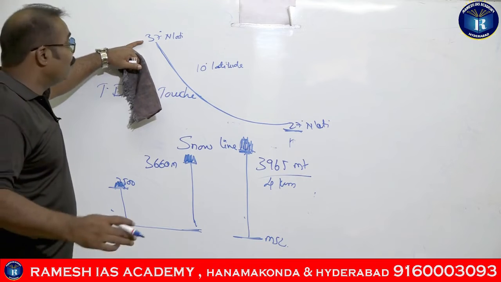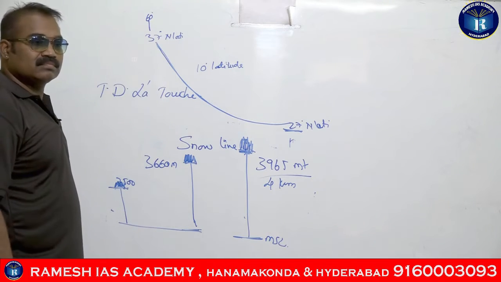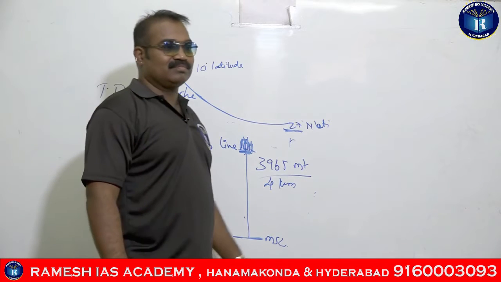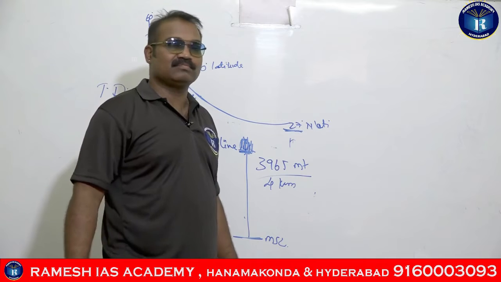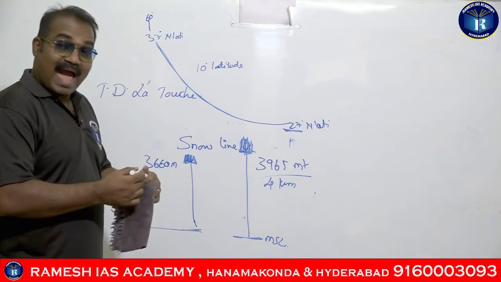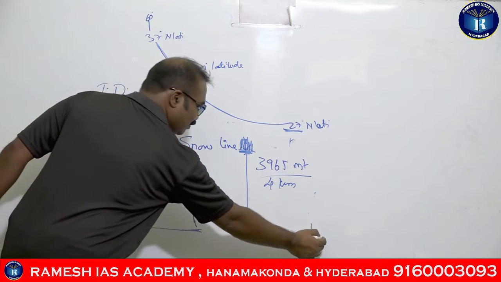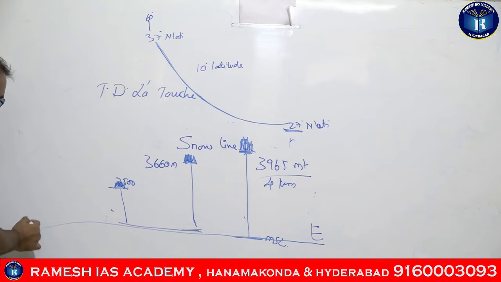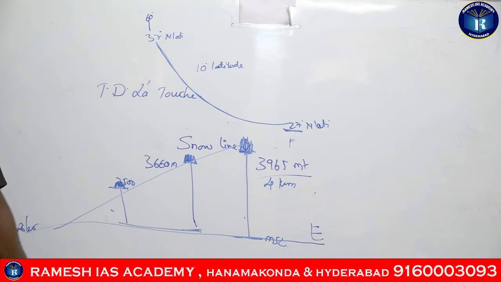And if you go to 60 degrees north, what will happen to the snow line? The snow line will be on the ground. That is called the subpolar region. So as you go away from the equator towards the poles, the height of the snow line decreases.